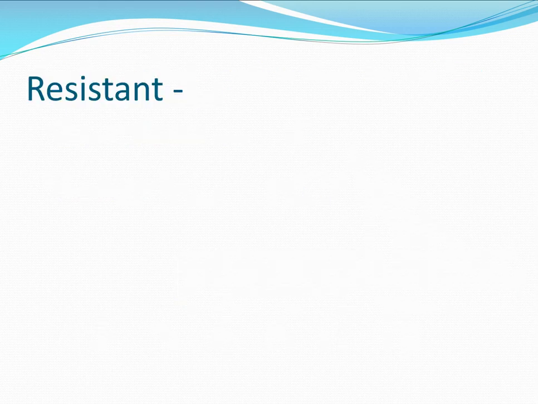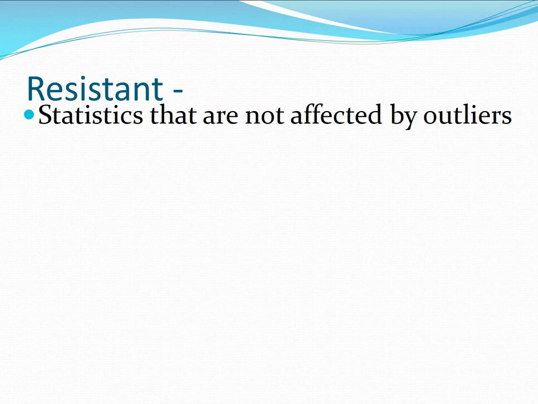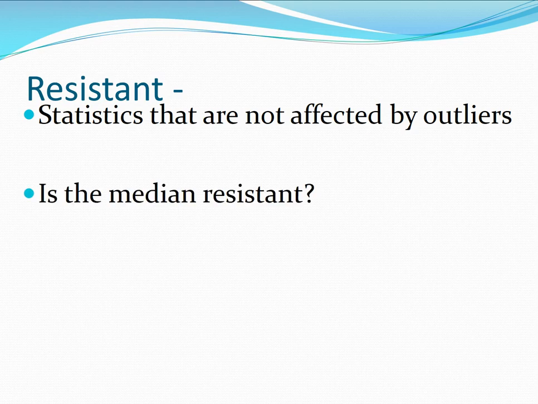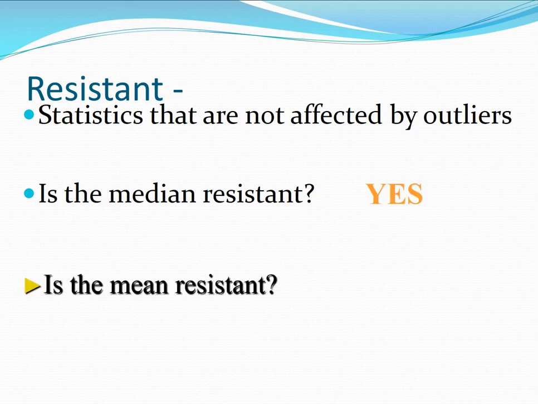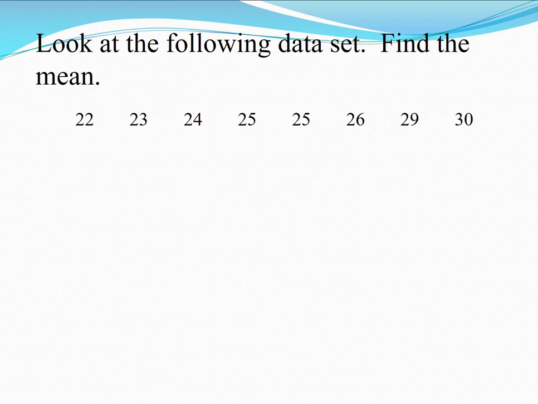Again, what happened? The median stayed the same, but the mean went up. There's a name for that, and it is called resistant. Resistant statistics are ones that are not affected by outliers. So the median is resistant. The median didn't change. It was not affected by the outlier. So yes, the median is resistant. Is the mean? No, the mean changed. When we changed to 50, it got a lot bigger. So definitely something you want to write down and take a note of.